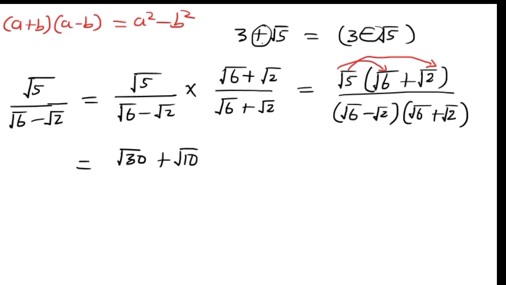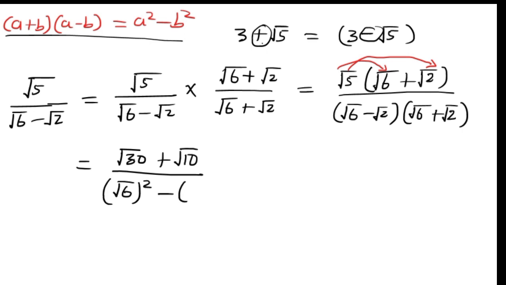Okay, now from the property I just explained, the a here will be our square root of 6. So we are going to have the square root of 6 all squared, minus the value of b. So the value of our a will be the square root of 6, and the value of our b will be the square root of 2. Okay, so this will give us the square root of 2 all squared.